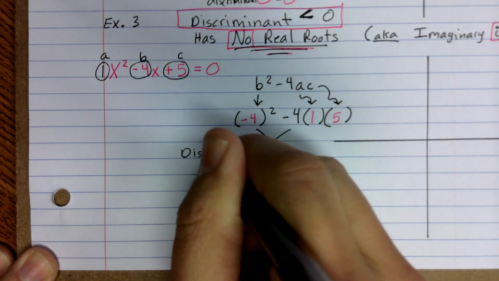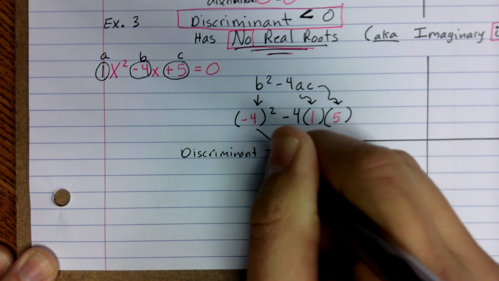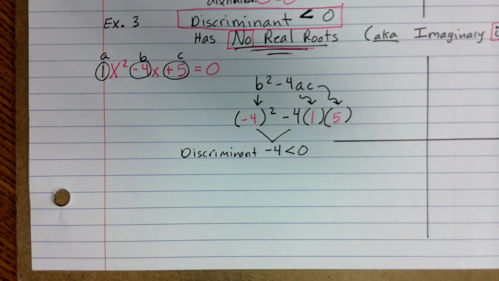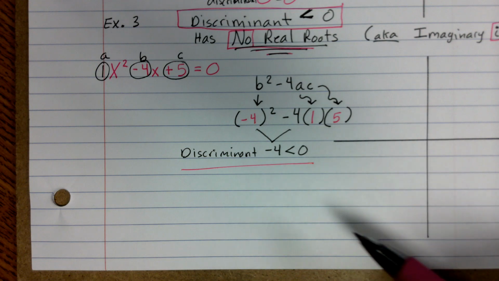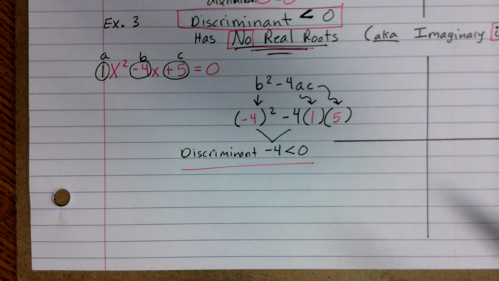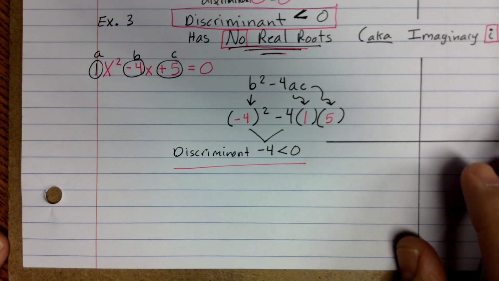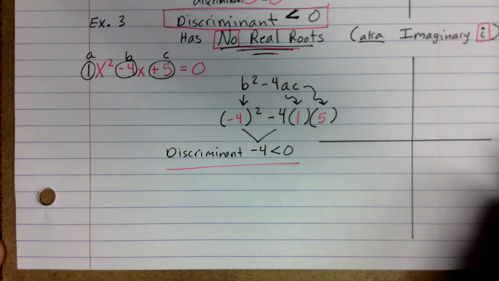So our discriminant is -4. And -4 is less than 0. So because of that, we know that this is going to have no real solutions, or what we say is no real roots. Now, we also call this an imaginary solution. It's going to be made up of an imaginary number. In other words, that i represents the square root of -1, inside of a radical.